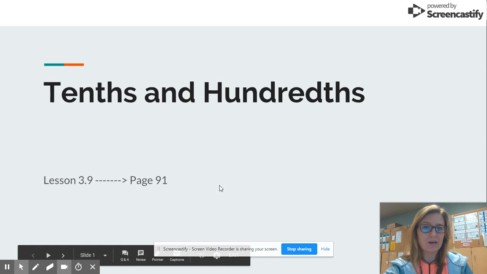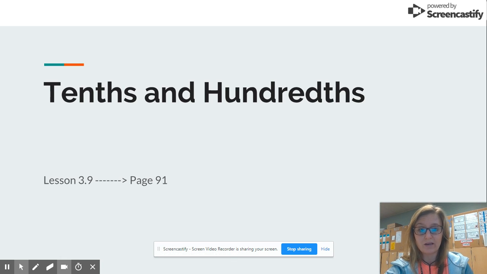So today we're working with tenths and hundredths. This is something you were familiar with because we did tenths last week. So you are on lesson 3.9 and you will be completing page 91.